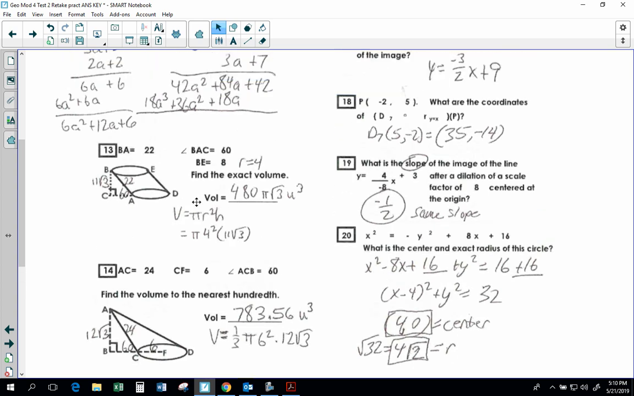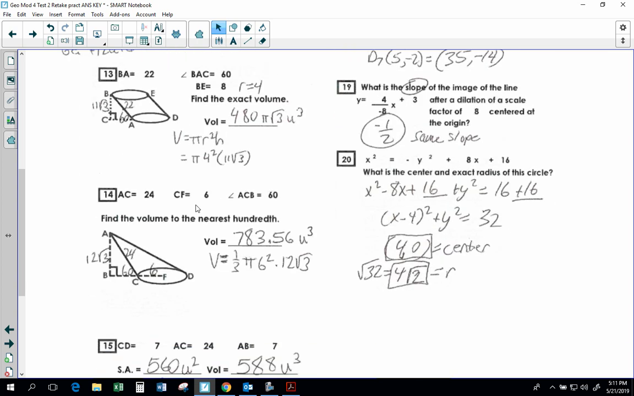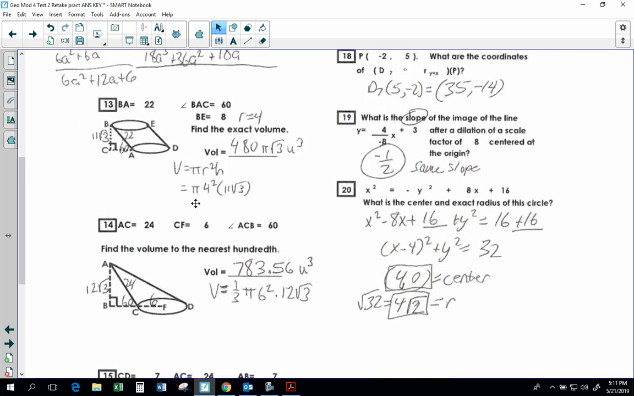Now over here to 13 and 14. 13 and 14 are actually very similar because they use almost the same formula. Notice when I look at the formula, the volume of a cylinder is pi r squared h, and the volume of a cone is 1/3 pi r squared h. So the only difference is 1/3 out front, so it should be very easy to remember those two formulas.